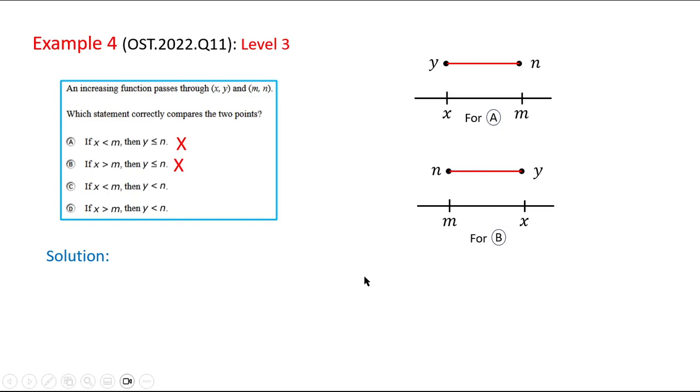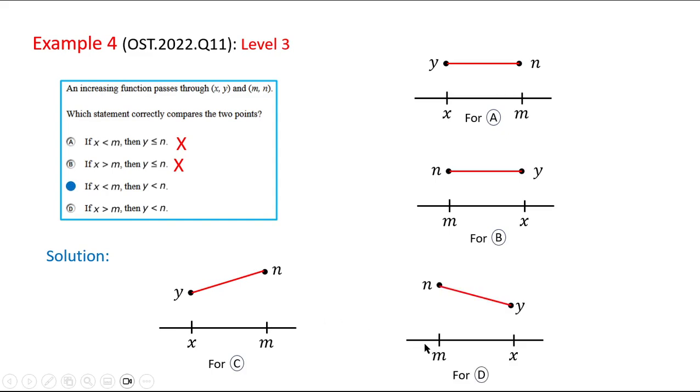Let's look at C. If x is less than m, then y is less than n. That's exactly what we mean when x increases, y increases, and that means that's your answer. Look at the last one here: x is greater than m, and y is less than n. Here the function is decreasing, but my question is about an increasing function. So that's not good either.